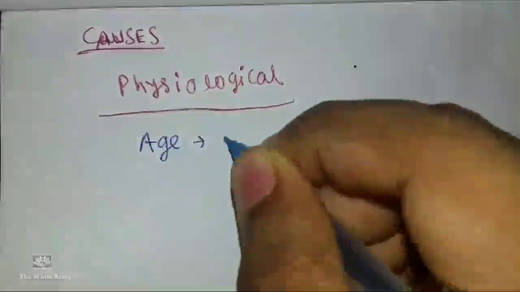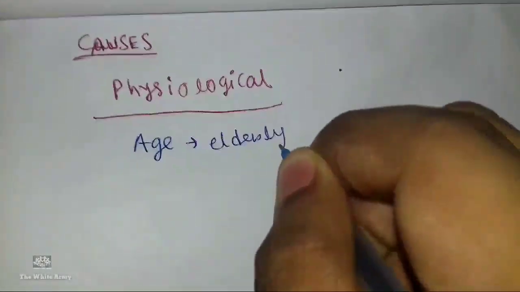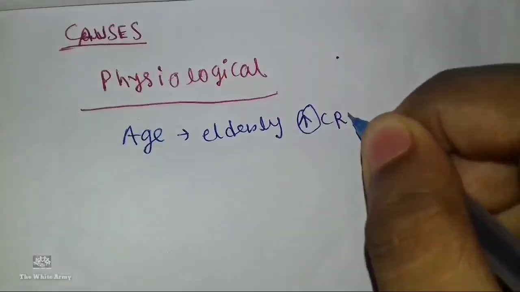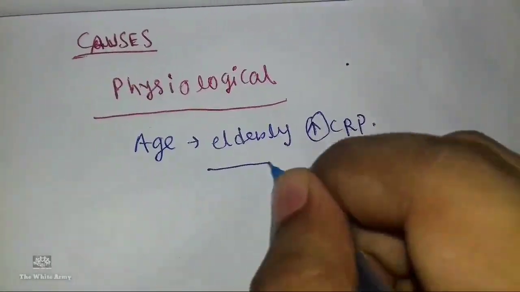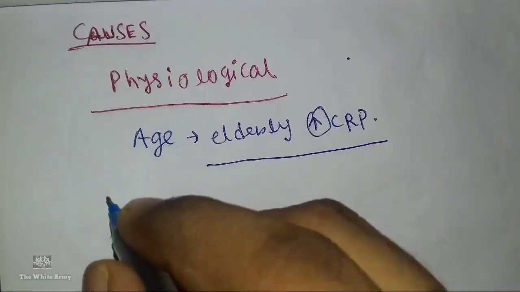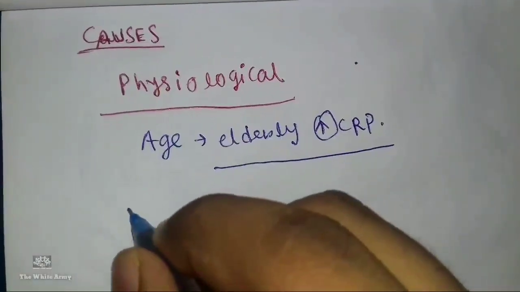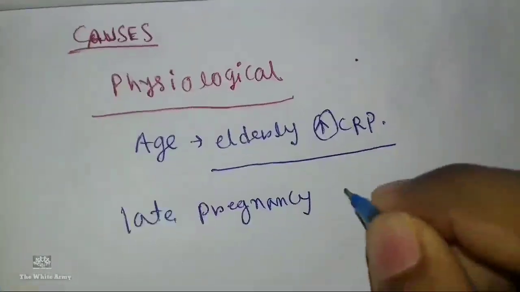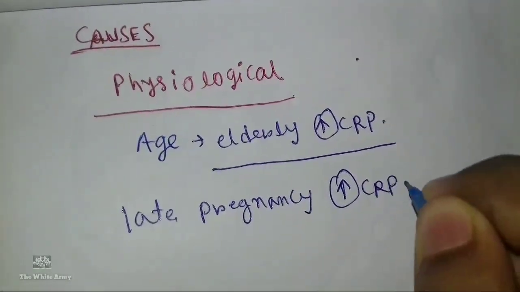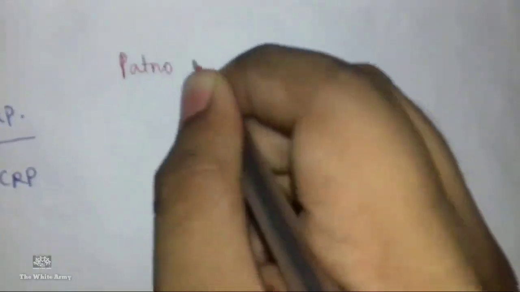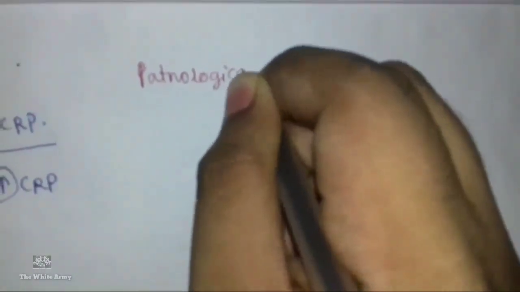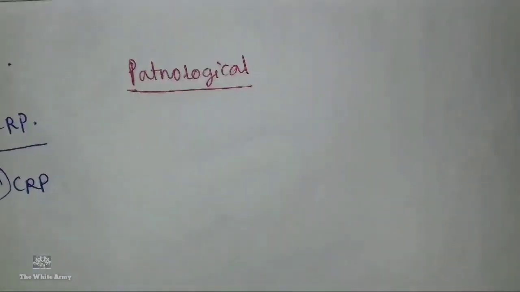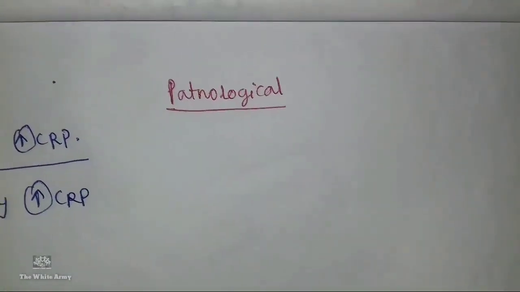First is age. In elderly people the CRP level is increased. That means with age the CRP level in the plasma increases, and in late pregnancy also we can see an elevated CRP level. So next are the pathological causes in which the CRP level is increased.